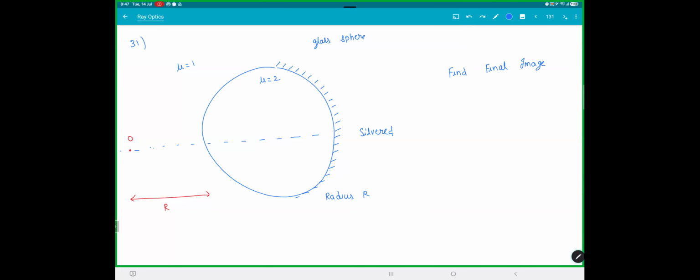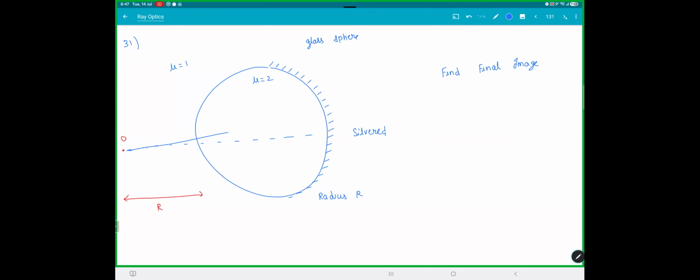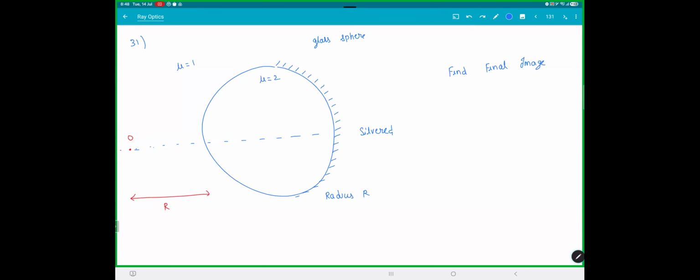Get it? Nothing to think, brute force. Apply the formula, keep solving. TIR, paraxial rays, they'll always enter almost at an angle of 0. So there'll be no TIR. Right? The formulas, whatever we are deriving, are all valid for paraxial rays. So there is no TIR possibility in this scenario.